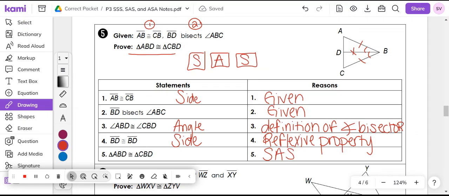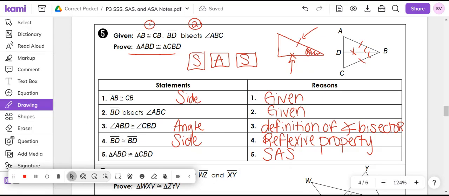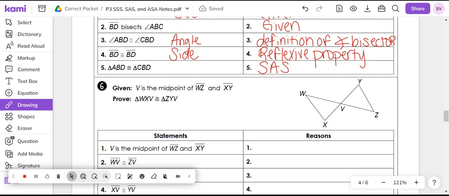And also, if you guys are looking at the picture, if you just separate out one of the triangles, we have this side here, this angle, and then this side marked. So you see that you have the 2 sides, and then the angle that's in between them. That's what side, angle, side looks like. Okay, so that was number 5. Let's take a look at the next one.